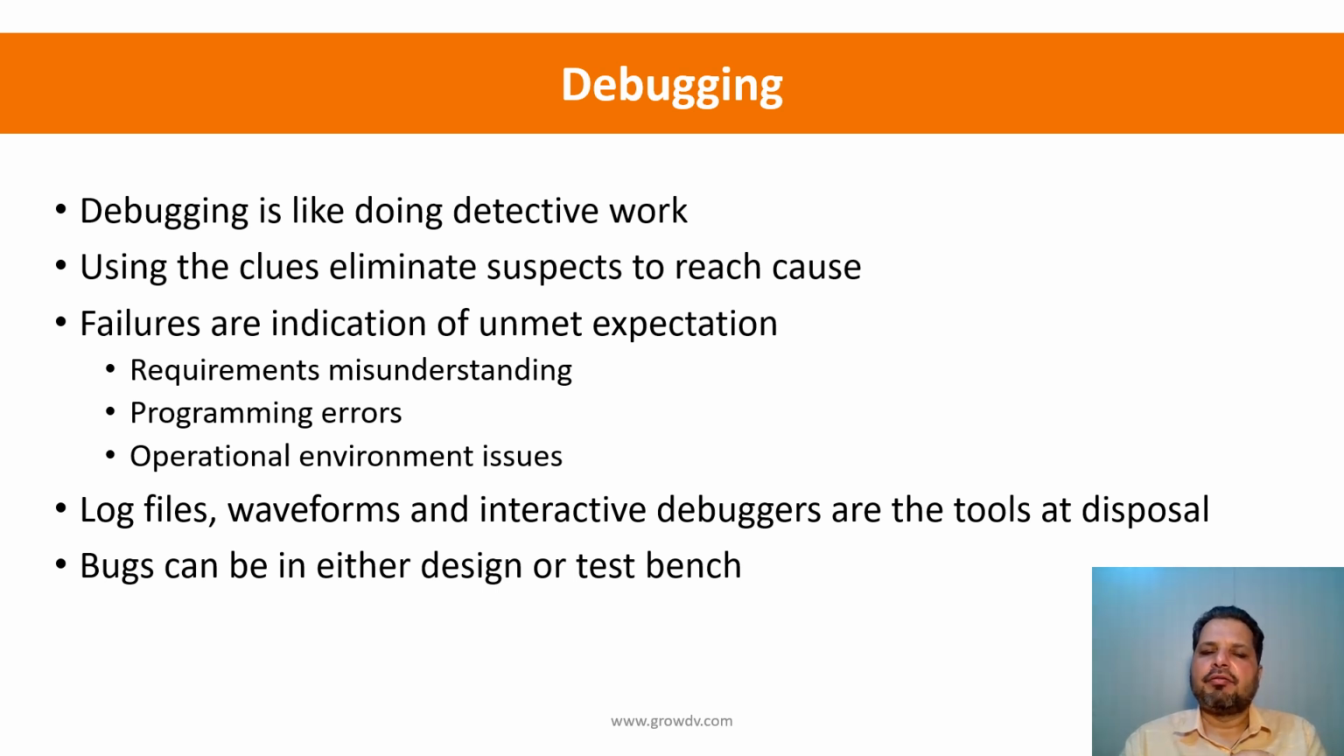And the failures happen because of unmet expectations, and this could be due to a misunderstanding of your requirements, or there could be programming errors in the design, or there could be operational environment issues as well, where we are not using the right version of a library, or the right version of a tool is not being used, or we are not picking up a certain version of code correctly. So those types of operational environment issues could also be there, and all these issues will predominantly lead to failures.